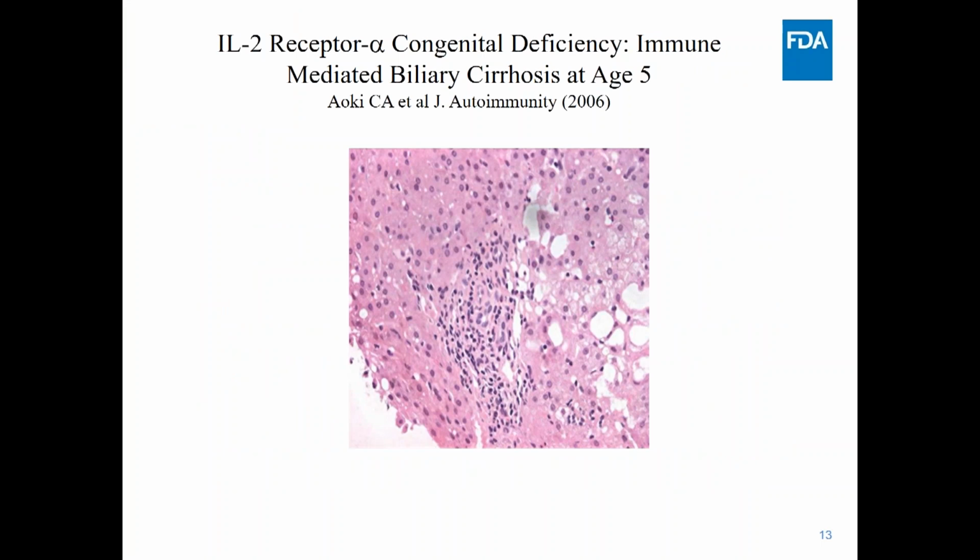In addition to the mice, there are more experiments of nature in humans, and this is one in which there was a congenital deficiency in IL-2 receptor alpha. And here's a patient who had numerous infections, probably due to the lack of activation of effector T cells, but also this patient at age 5 developed immune-mediated biliary cirrhosis, something seen in autoimmune disease, usually in much older women. You can see the infiltrate around the portal tract here.